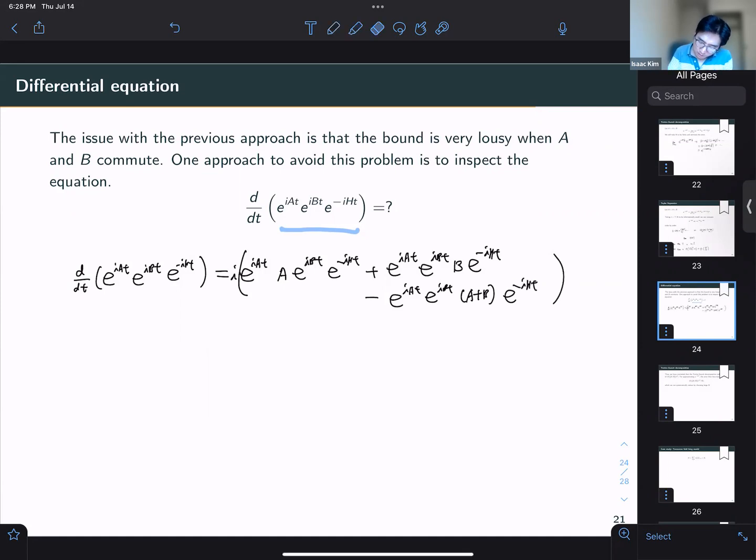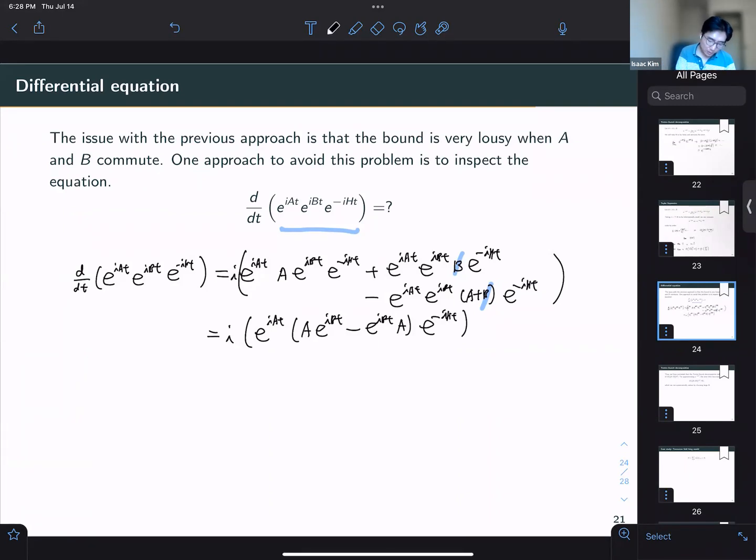You can see that this B and that B cancel each other out. So you're left with this term, which is e to the iAt times A e to the iBt minus e to the iBt A, times e to the minus iHt.